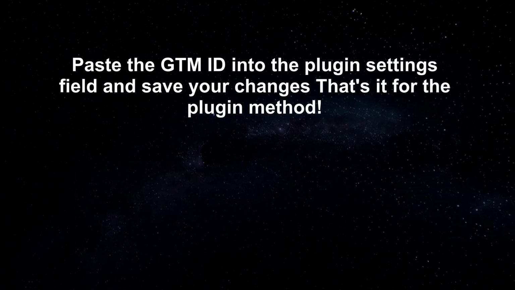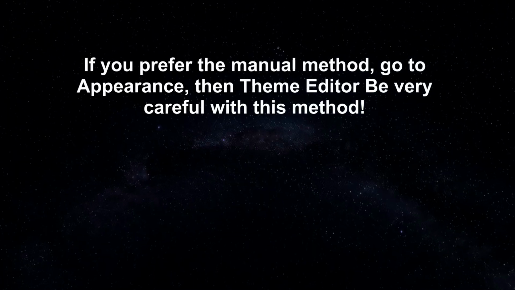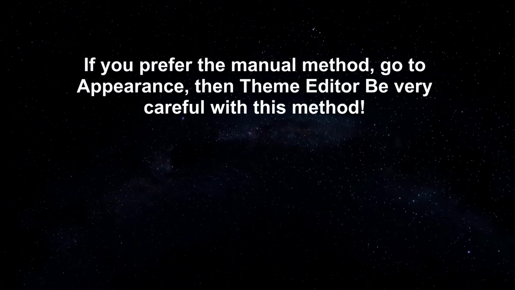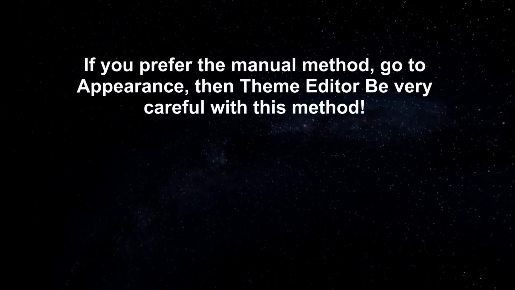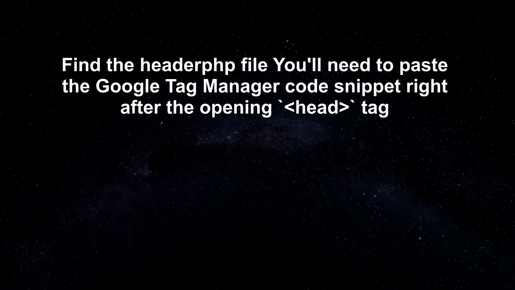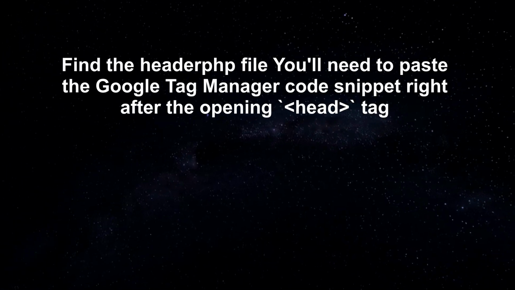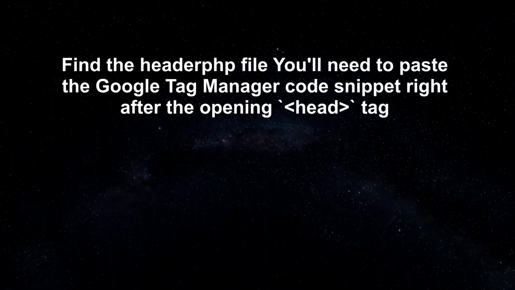That's it for the plugin method. If you prefer the manual method, go to Appearance, then Theme Editor. Be very careful with this method. Find the header file. You'll need to paste the Google Tag Manager code snippet right after the opening head tag.